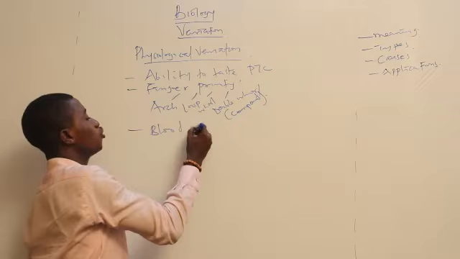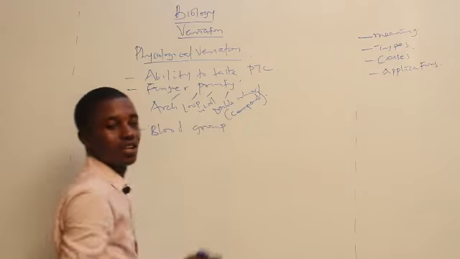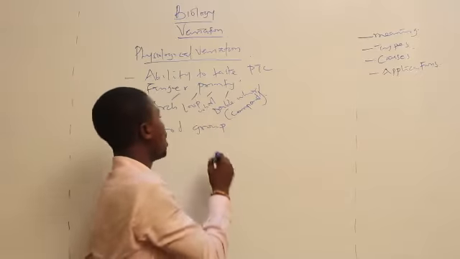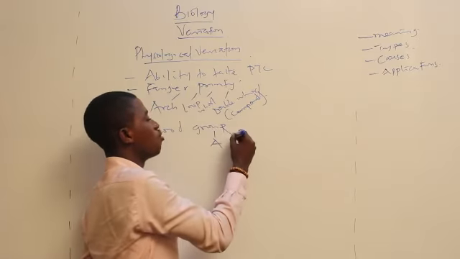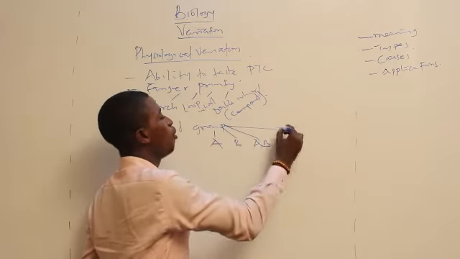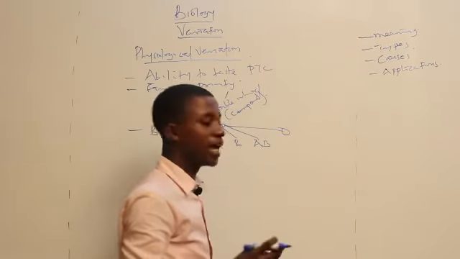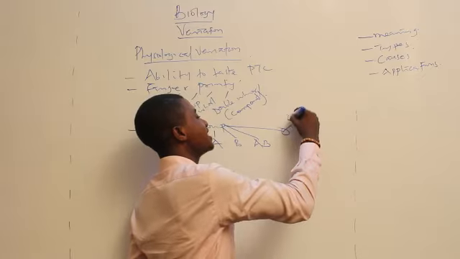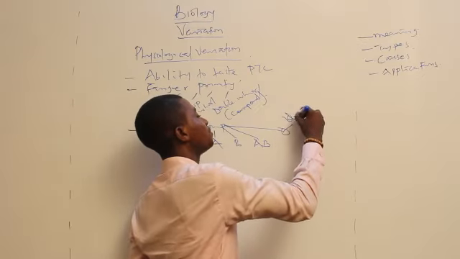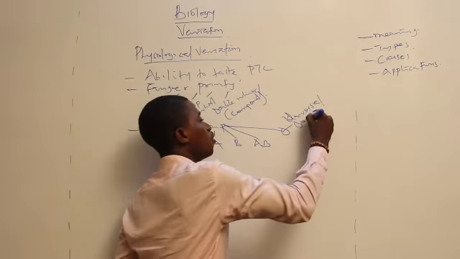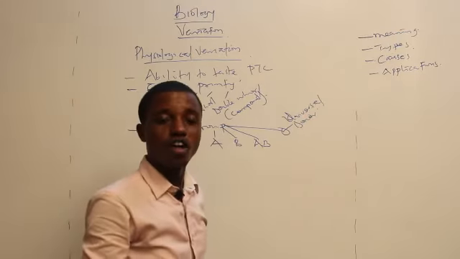We also have blood group. Blood group is a physiological variation. Now there are basically four blood groups. We have blood group A, blood group B, blood group AB, and blood group O. Blood group O is generally known as what? It is known as universal donor. Universal donor. Blood group O is known as what? Universal donor.